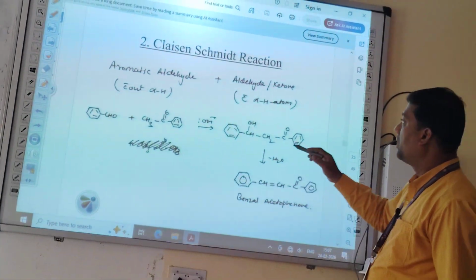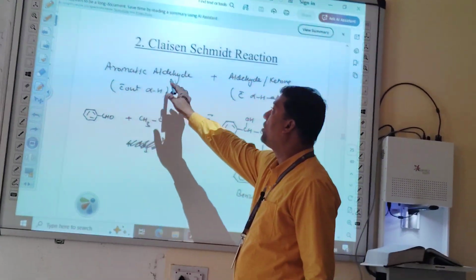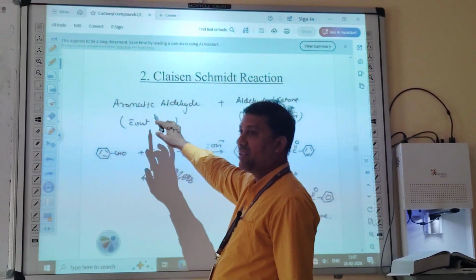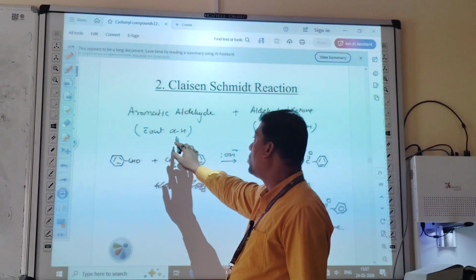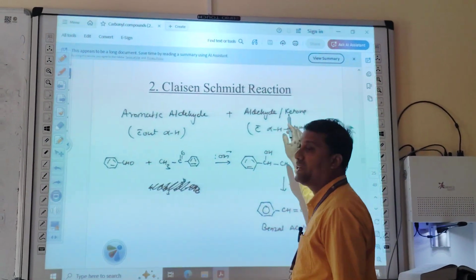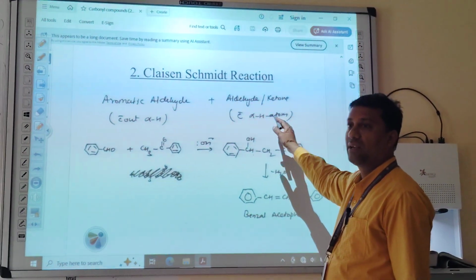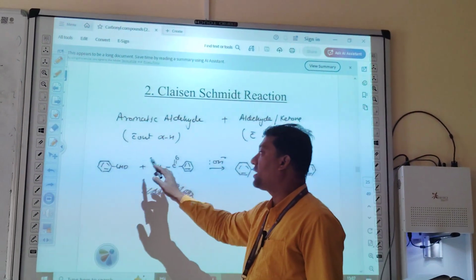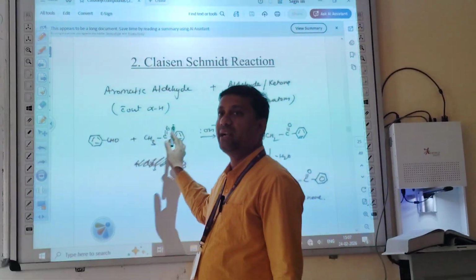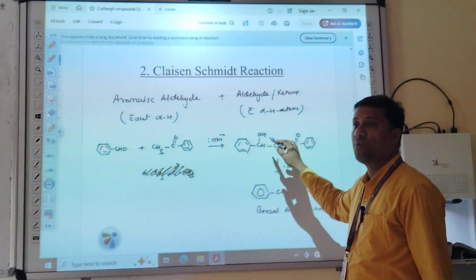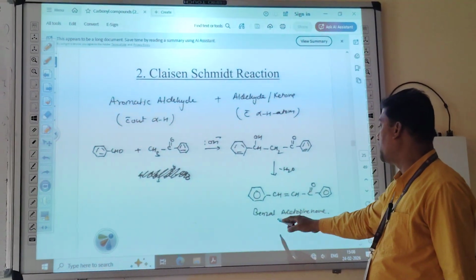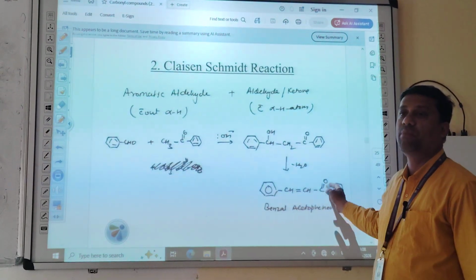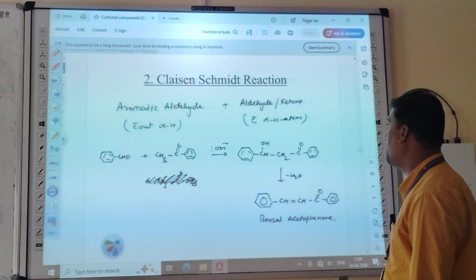Claisen-Schmidt condensation: the aromatic aldehyde, benzaldehyde, is without alpha hydrogen atom. This is the aliphatic aldehyde, and it has alpha hydrogen atom. The reaction takes place between the aromatic and aliphatic aldehyde. A beta hydroxy compound will result, and it will produce benzalacetophenone, an alpha beta unsaturated compound. This is known as Claisen-Schmidt condensation.